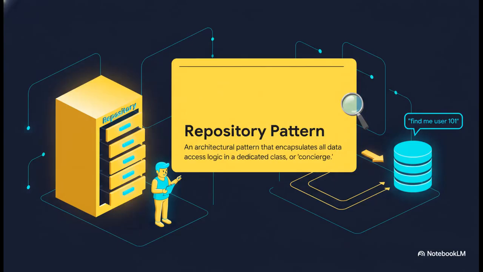Using Spring JDBC also naturally leads you to this fantastic design pattern called the repository pattern. And my favorite way to think of this is as an object-oriented concierge. Instead of having SQL code scattered all through your app, you put it all in one dedicated place, the repository. Now, the rest of your application doesn't need to know anything about databases. It just goes to the concierge and says, hey, can you find user 101 for me? And the repository handles all the messy details behind the scenes. It's clean, it's organized, and it's just a much better way to build software.